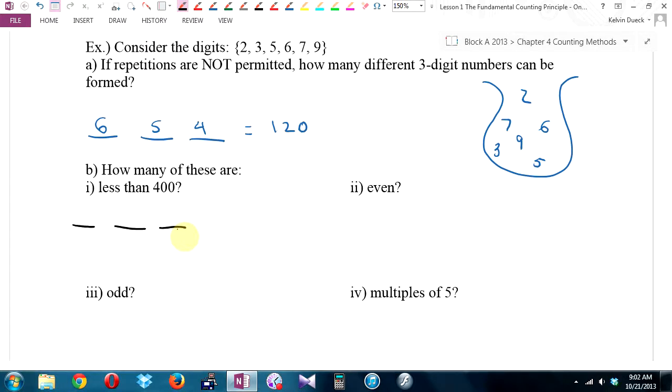Can I start with a 6? Can I start with a 7? Oh. What do I have to start with from my Scrabble bag? What are my options? 2 and 3? Will anything else work there? Not if I want to be less than 400. How many choices? Two. I picked one of them.